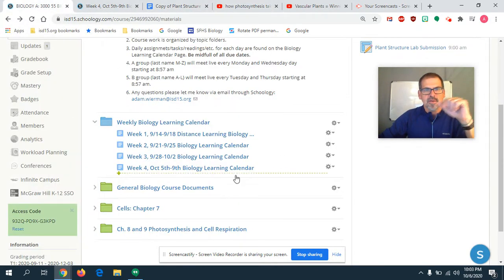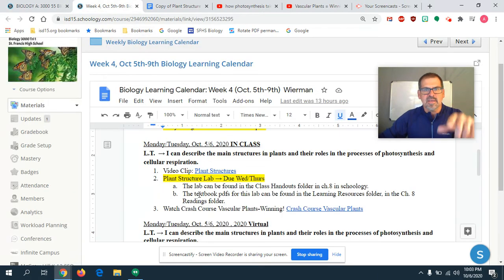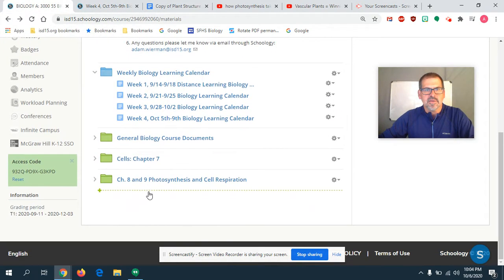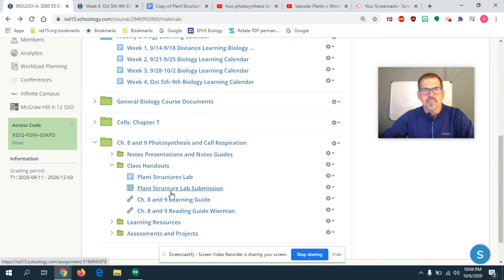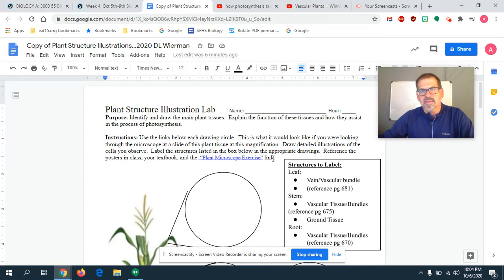That's number 1. Then, if you go back to the calendar, then we're actually going to do the lab. So the lab can be found in the class handouts folder in Schoology. All right, so if I go back to class handouts, so here's chapter 8. Here is class handouts, and then here's the lab, the plant structure lab. So you open up the plant structure lab, and it's going to look like this.